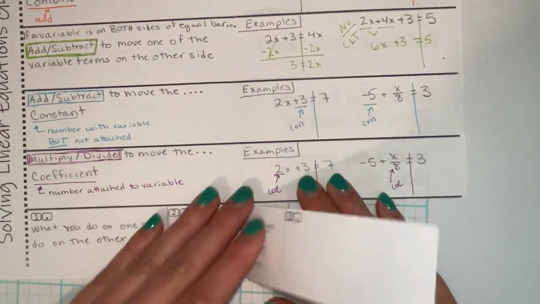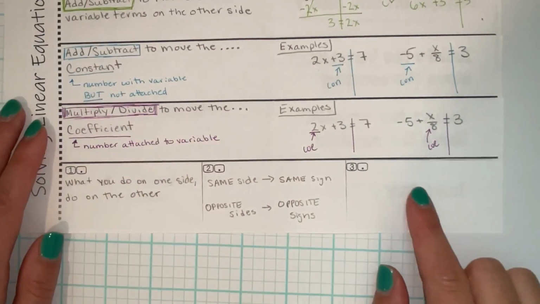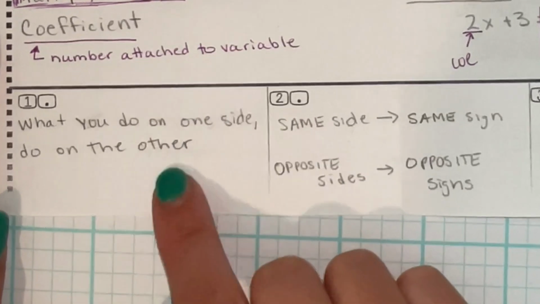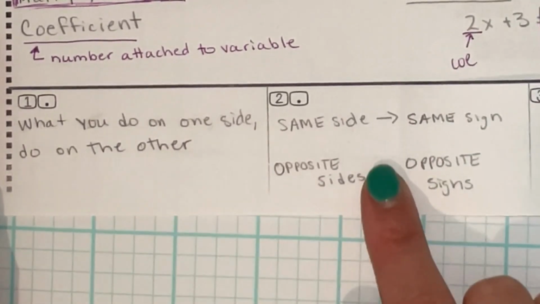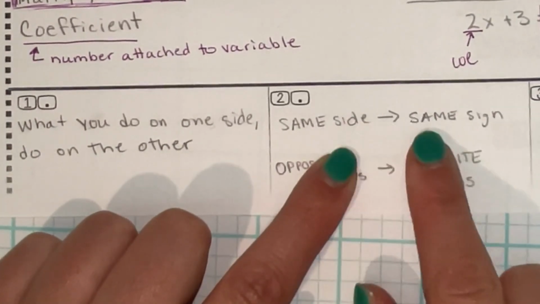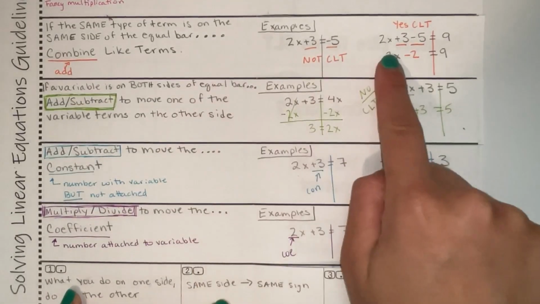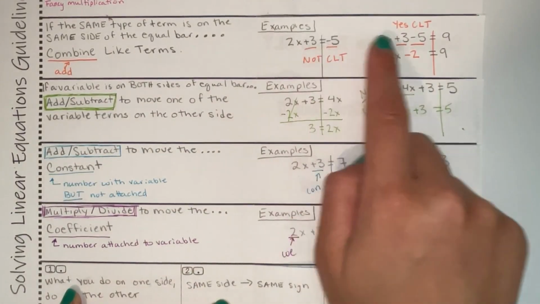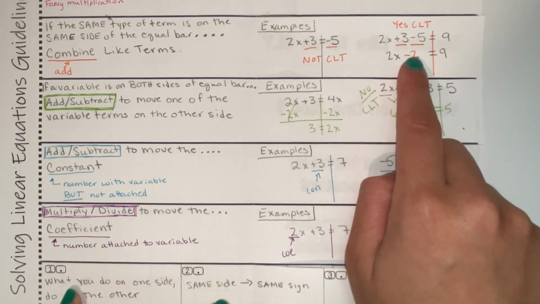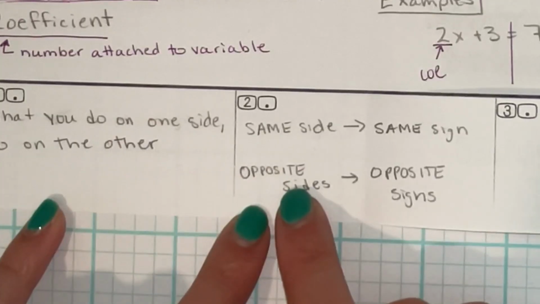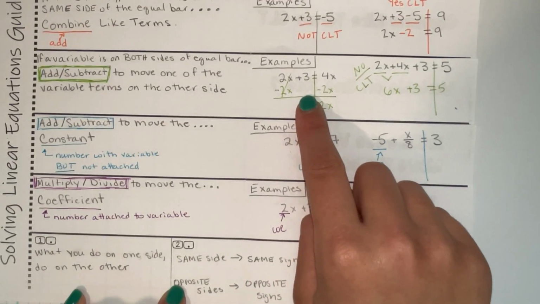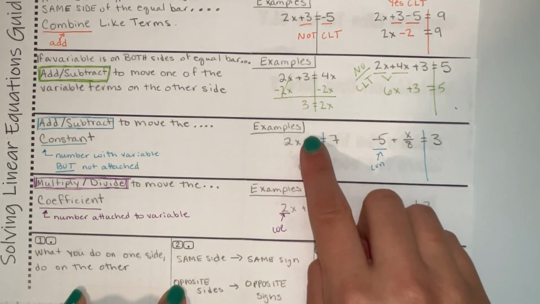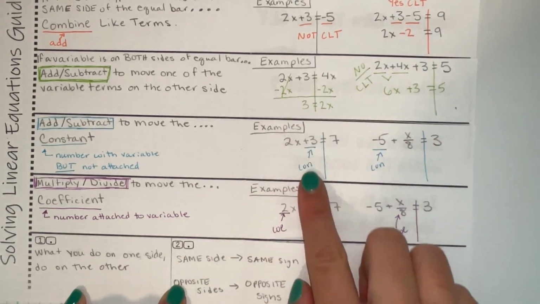All right, last one. Important rules. We're not going to fill out the third one till much later. Number 1, what you do on one side, you do on the other. We'll talk about that more in class. Super duper importante. Number 2, if it's on the same side, you do the same sign. That's where that combining like terms thing comes in. Same side, same side. So I did 3 minus 5, and that's how I got that negative 2. Opposite sides, opposite signs. That's where this will come into play. And this one as well. And this one. These last 3 steps.